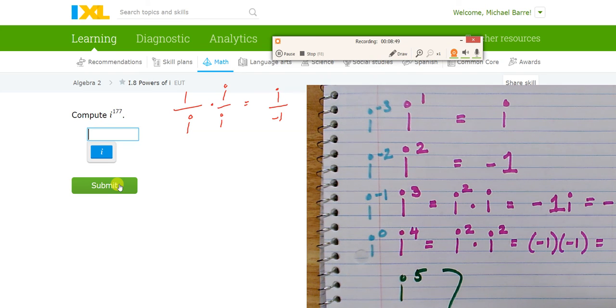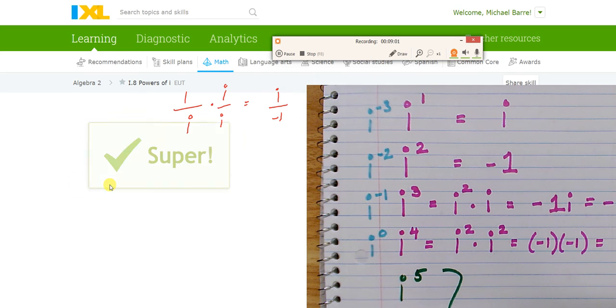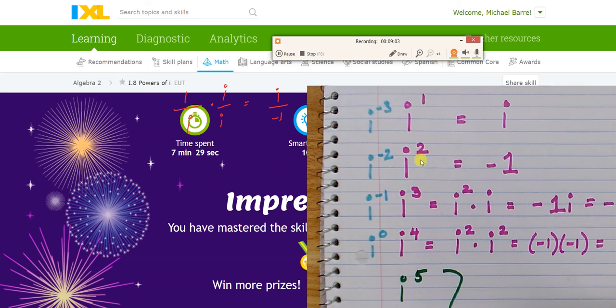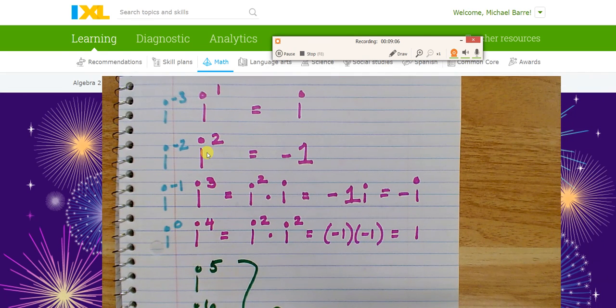177 divided by 4 is 44.25. 44 times 4 is 176. This is 177. It's a power of 1, which is just i. Boom. All right. I think I figured that one out.